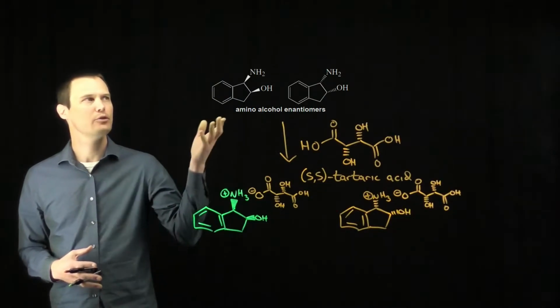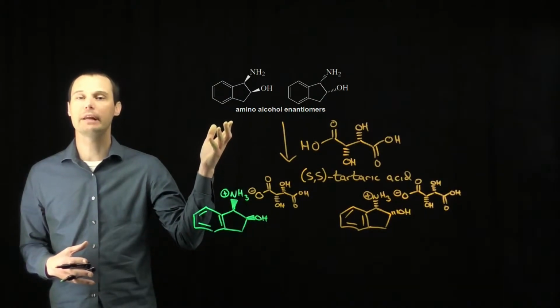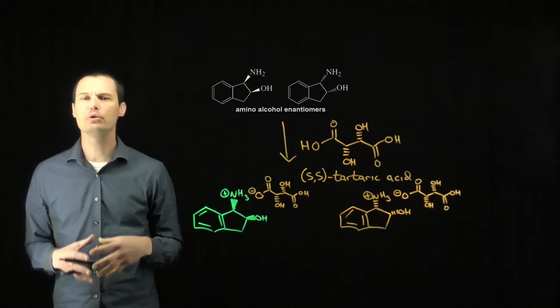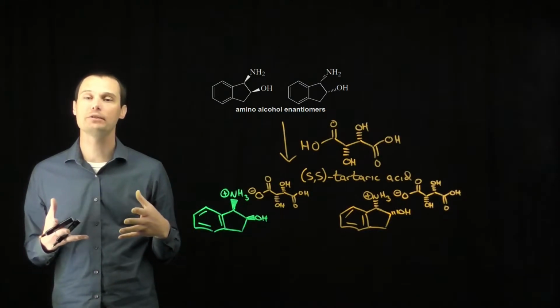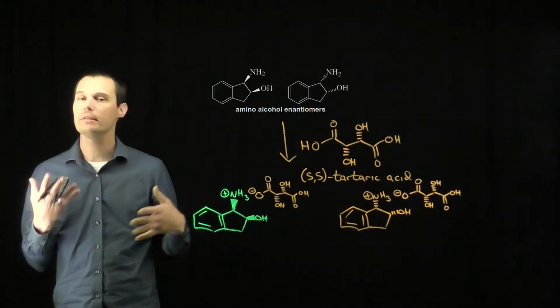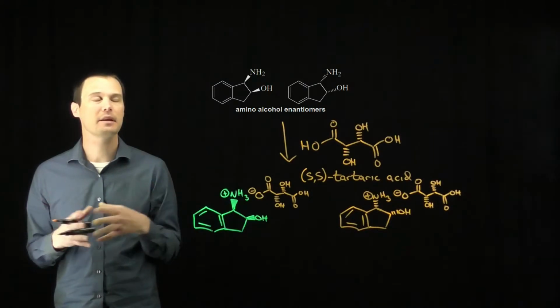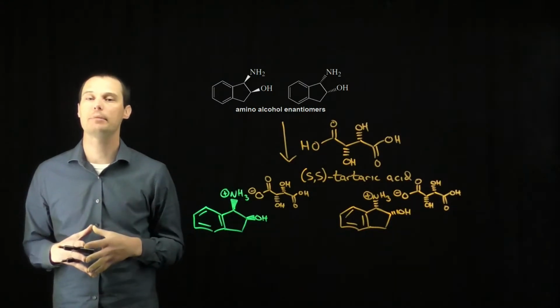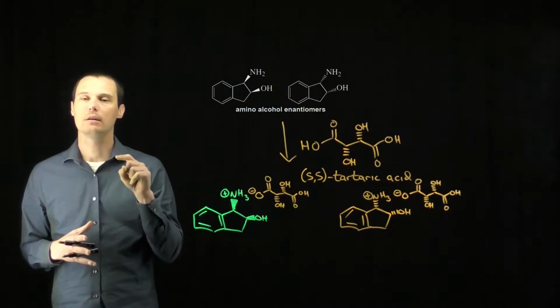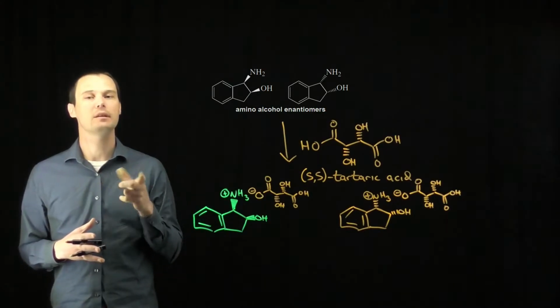This question asks us how to predict how we might separate a mixture of enantiomers. That's traditionally very hard to do because enantiomers have identical physical properties. They would have the same melting point, the same boiling point, they would crystallize the same, everything would be the same, all the physical properties would be the same in an achiral environment. And that's the key to answering this question.